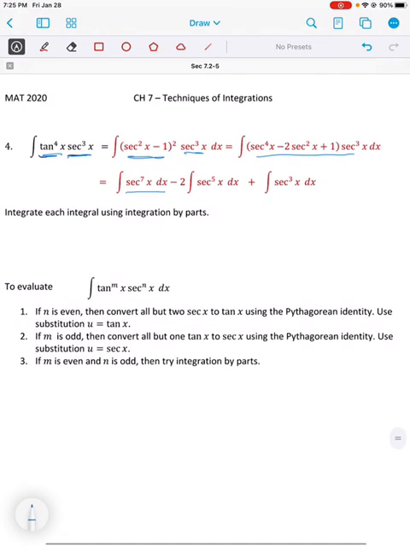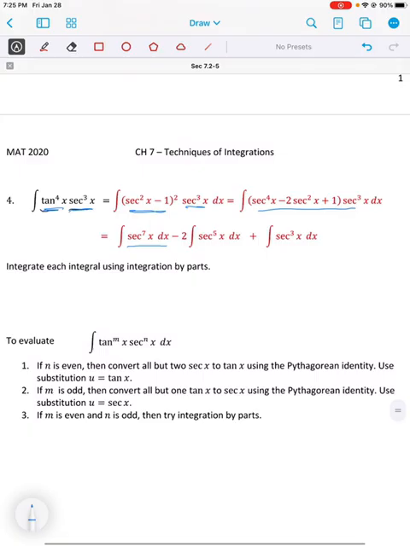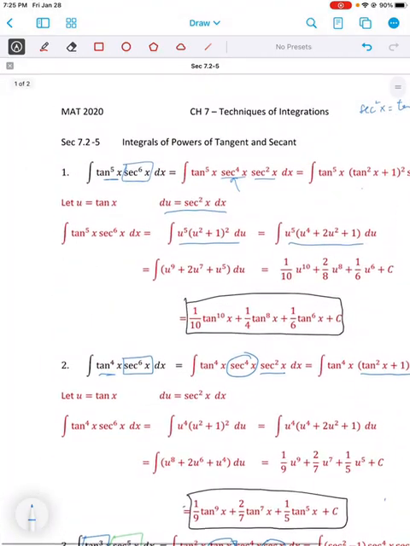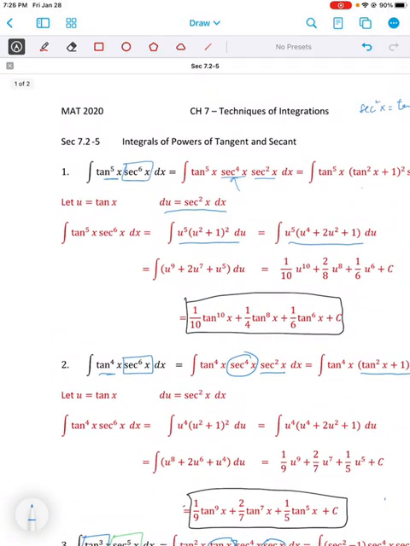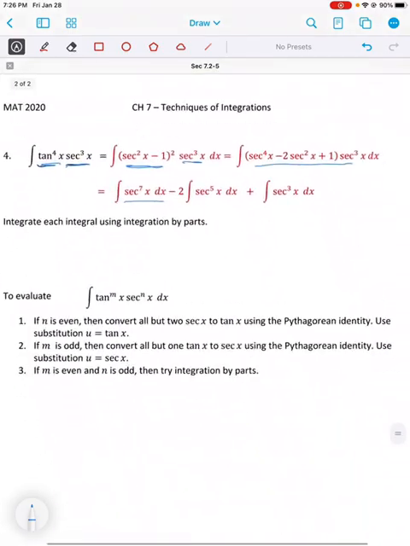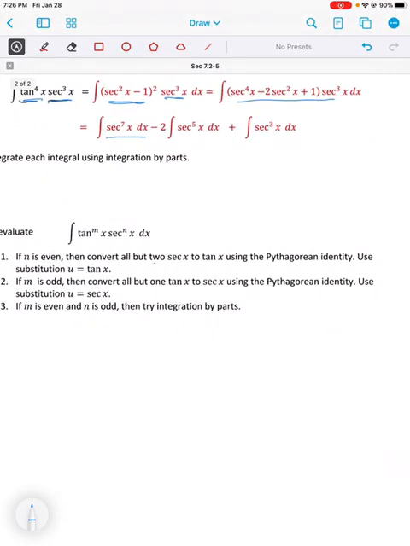So in summary, if we have tangent to the m x times secant to the n x, if n is even, which was the case in the first two examples I showed you up here, so if n is even, the power on secant is even, then we will keep secant square x, and convert all the rest of them into tangent x by using the Pythagorean identity, and then you will use the substitution u equals tangent x.